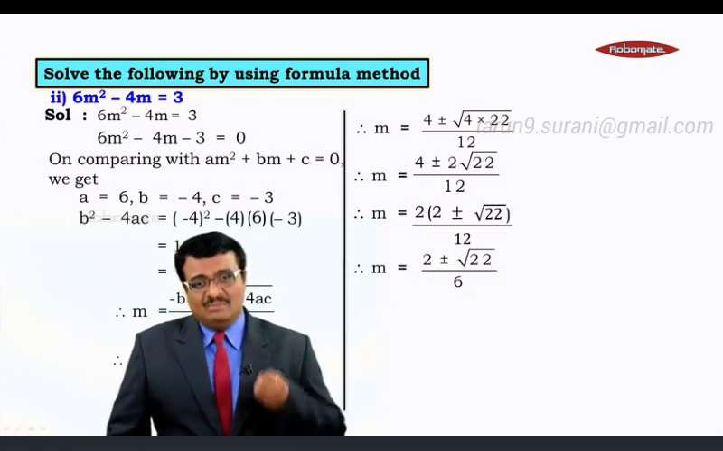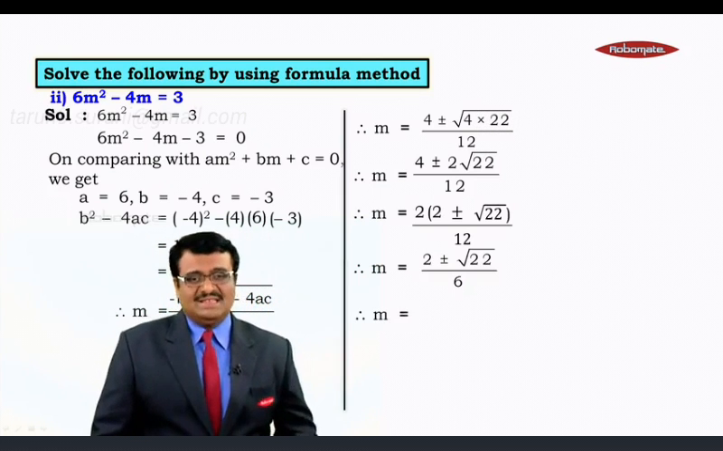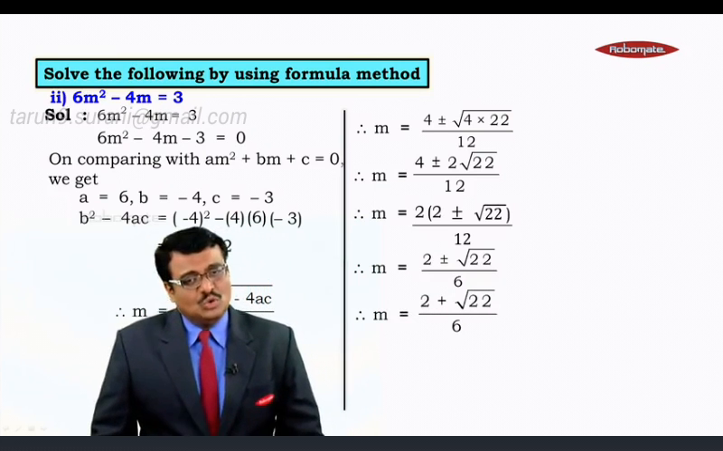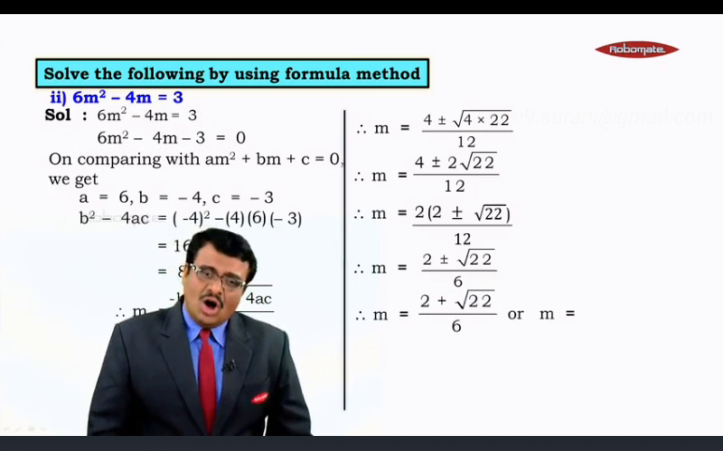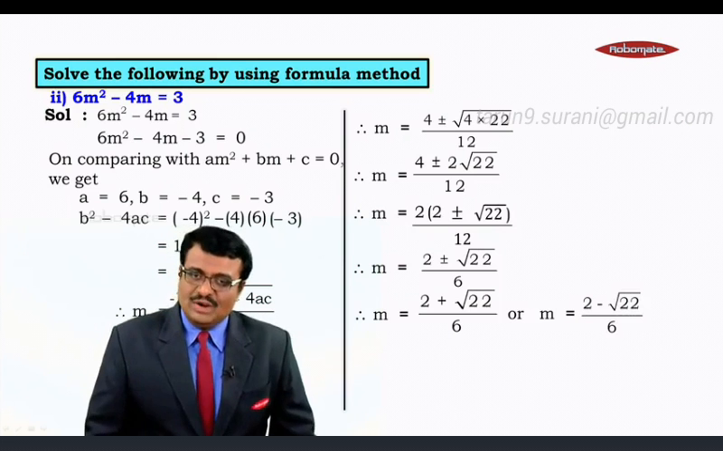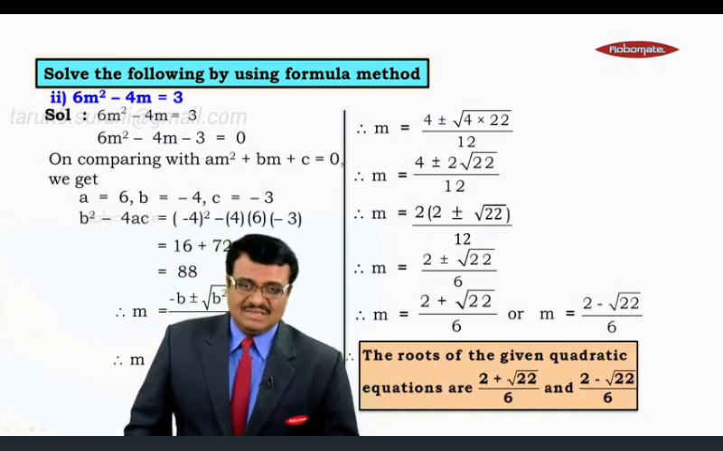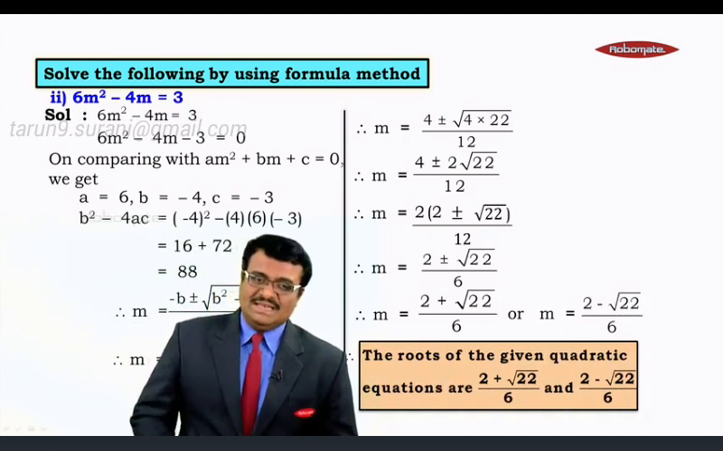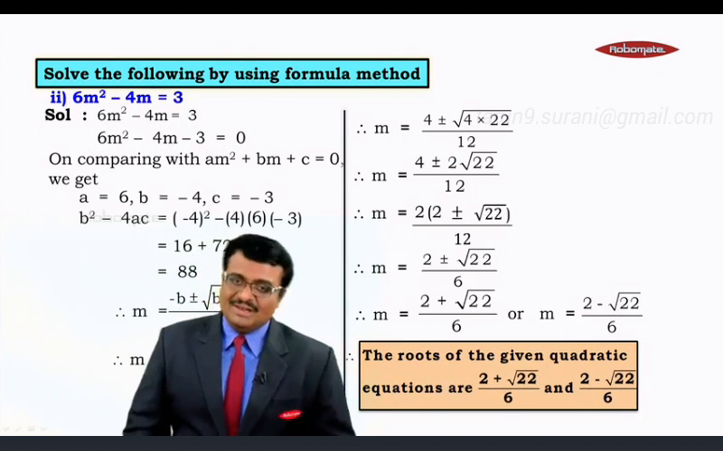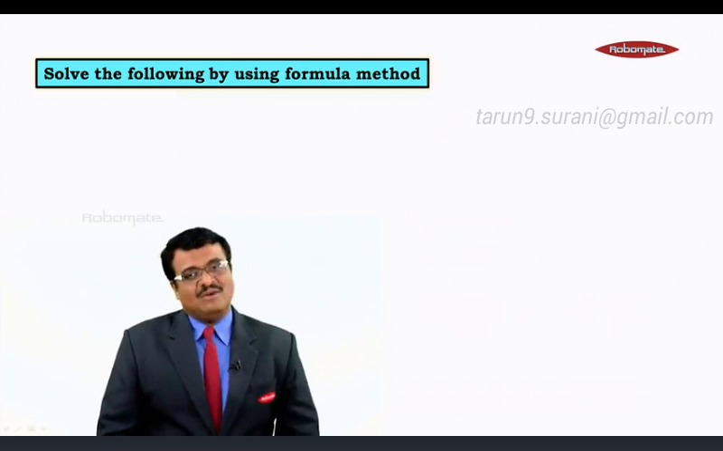One value of m will be with plus sign, other value of m will be with minus sign. So what we get is m is equal to 2 plus root 22 upon 6, or m is equal to 2 minus root 22 upon 6. Then we can write the final answer. The roots of the given quadratic equation are 2 plus root 22 upon 6 and 2 minus root 22 upon 6. Right? Let us take up one more sum.